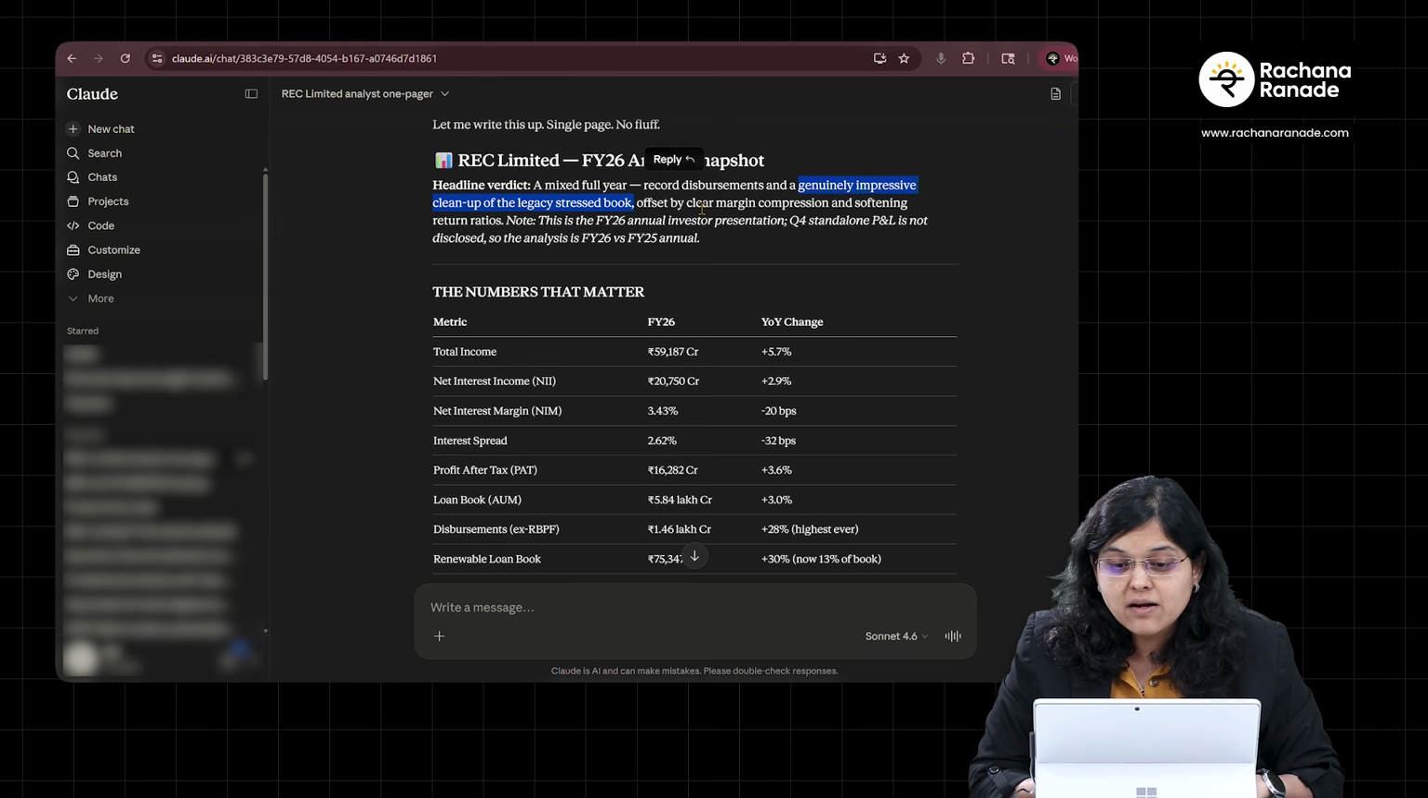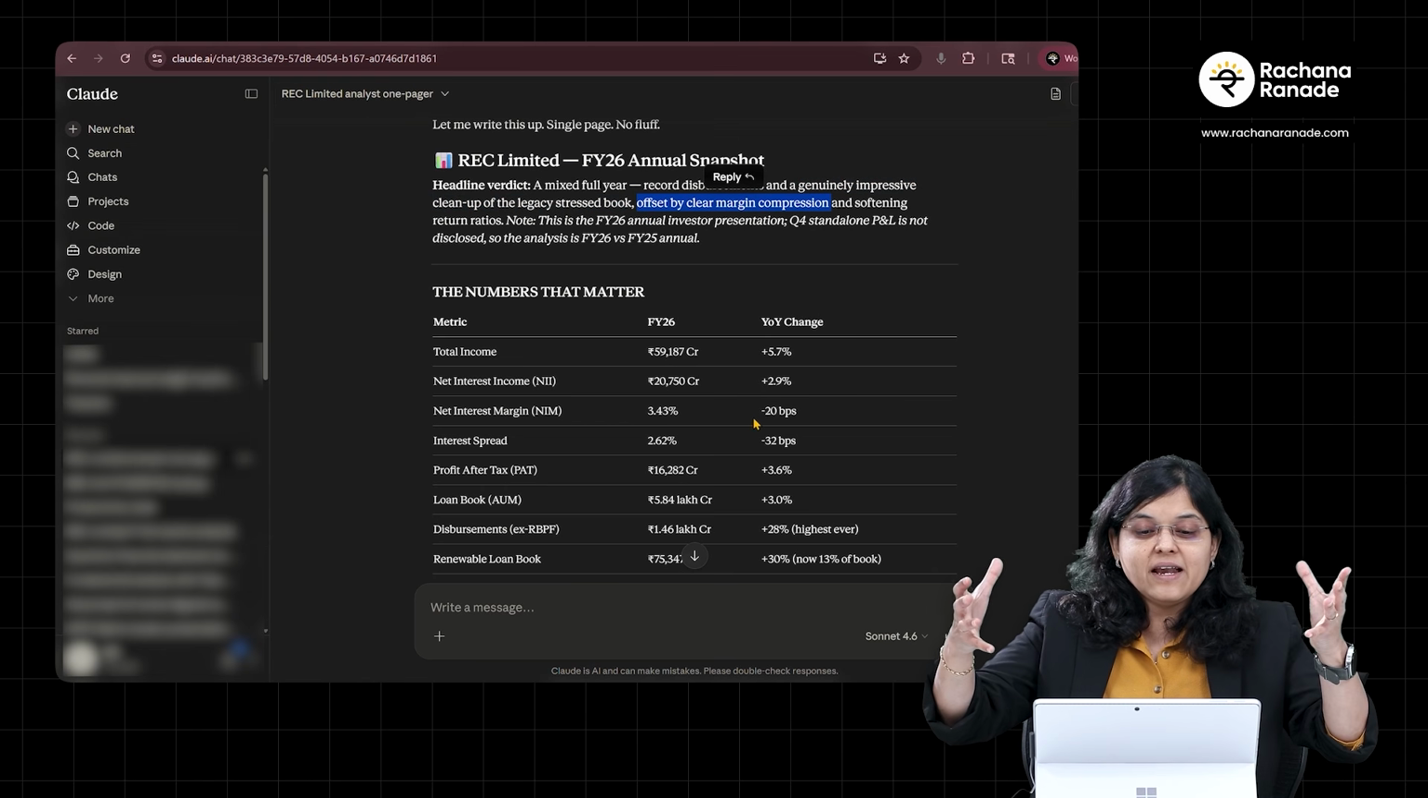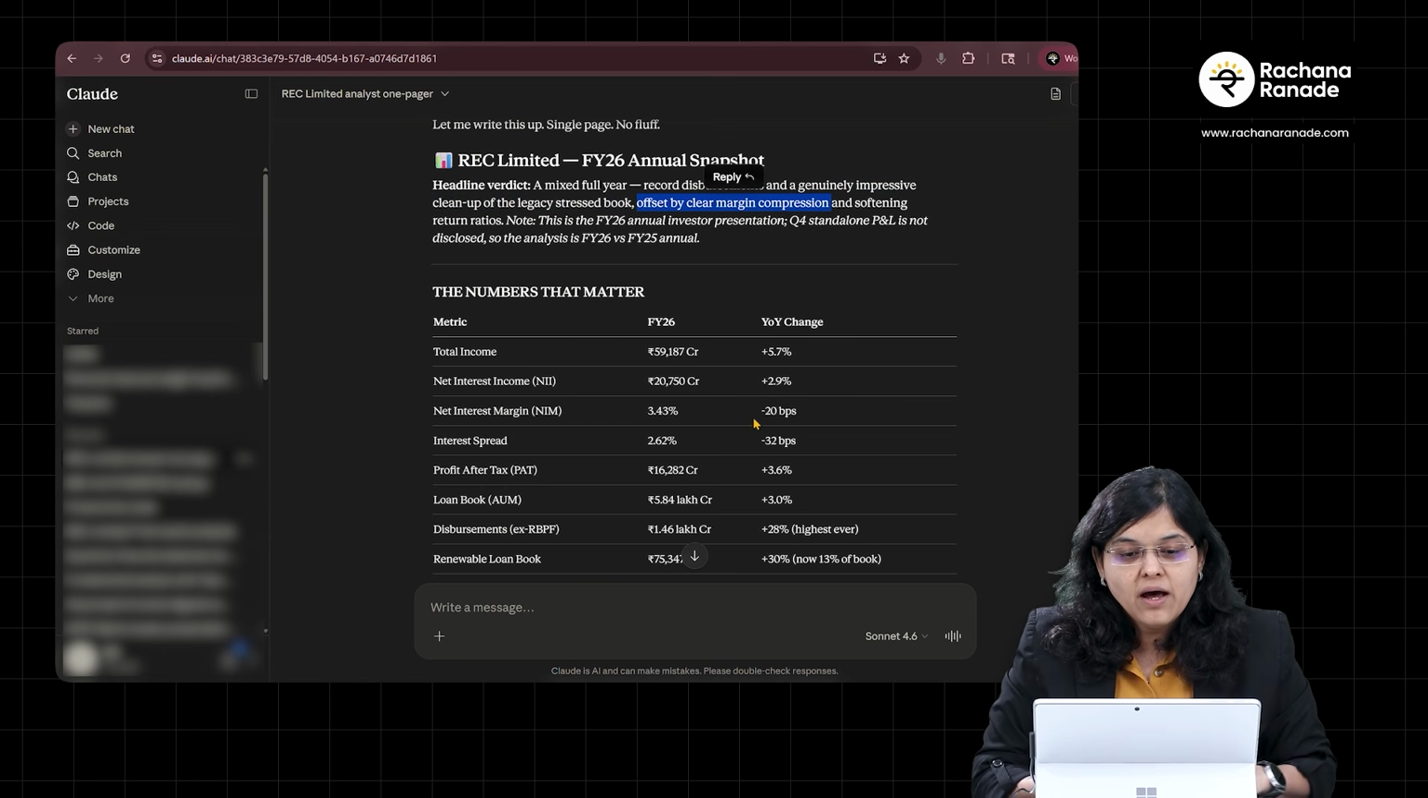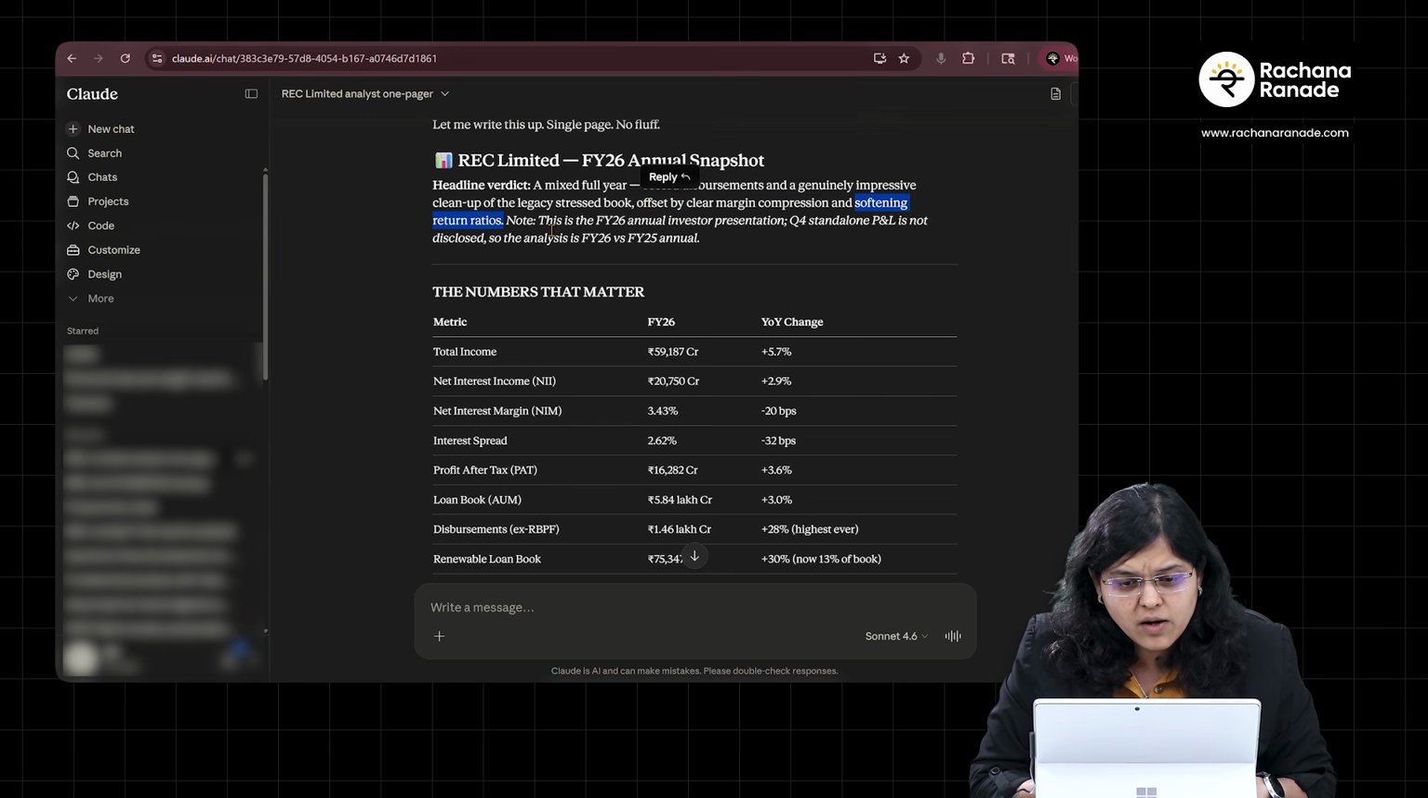Third, it says that, but it has been offset by clear margin compression. So ideally, their NIMs should have gone down and softening return ratios. So something like an ROE, ROA might have gone down. And this is not just a standalone Q4, but it also is like a full year investor presentation.